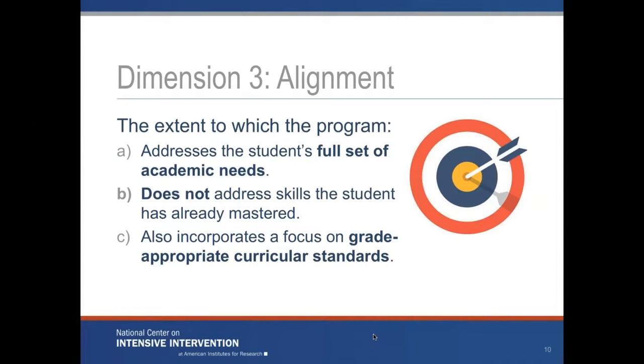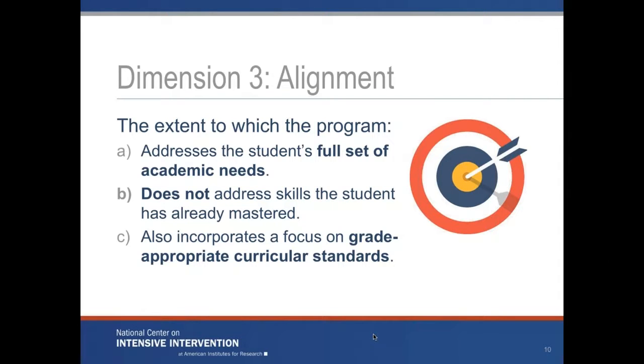Alignment refers to the extent to which an intervention platform, number 1, addresses the student's full set of academic needs. Number 2, does not address skills the student has already mastered. And number 3, also incorporates a focus on grade level appropriate curricular standards. The more aligned the intervention is to the individual student you're thinking about, the more intense.